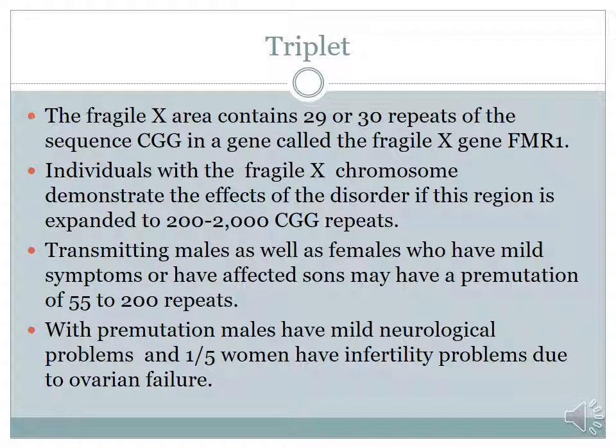The Fragile X area contains 29 or 30 repeats of the sequence CGG in a gene called the Fragile X gene, FMR1. Individuals with the Fragile X chromosome demonstrate the effects of the disorder if this region is expanded to 200 to 2000 CGG repeats. Transmitting males as well as females who have mild symptoms or have affected sons may have a premutation of 55 to 200 repeats. Premutation males can have mild neurological problems, and about 1 in 5 of the women have infertility problems due to ovarian failure.